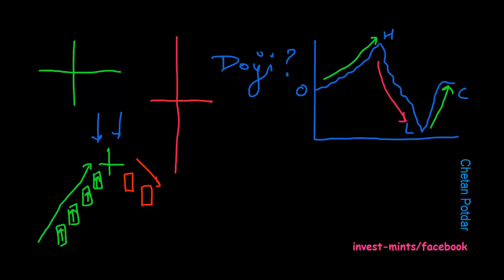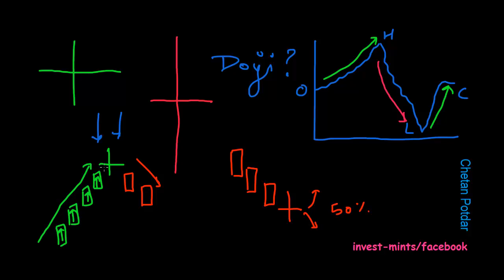On the other side, if you are looking at a price going down and you see a doji here, which way would the chart move? Honestly, it could move either way. It could move up, but it could also move down. It's a 50-50 chance, according to me, that the price could move up or down.